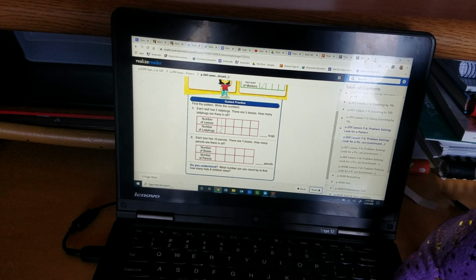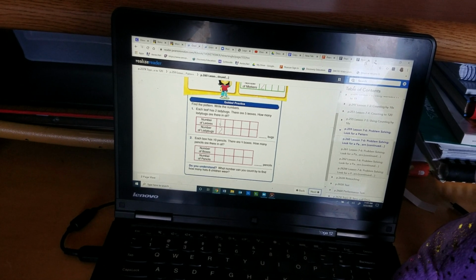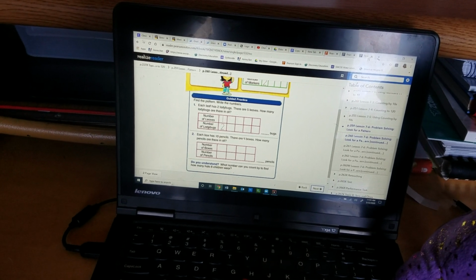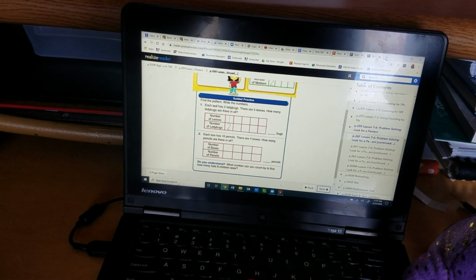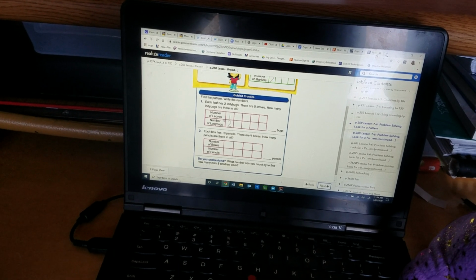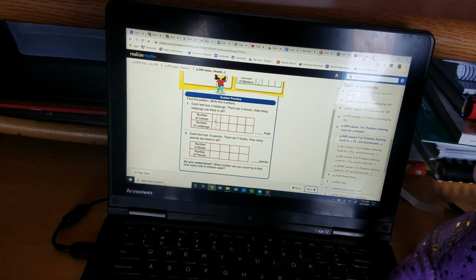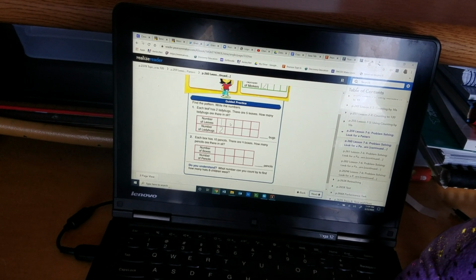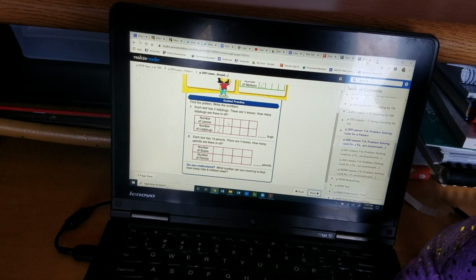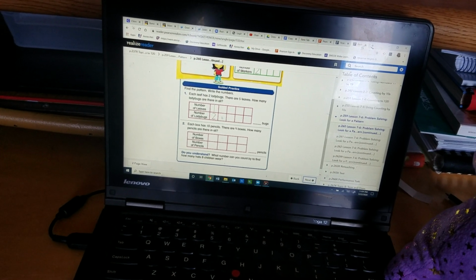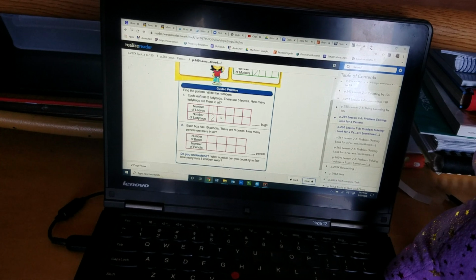So up here it says number of leaves. They start off with 1 leaf. Down here it says number of ladybugs. And they said that there are 2 ladybugs on each leaf. I want you to think about, if we're starting with 1 leaf, how many leaves are we going to go to next? 2. And then think about how many ladybugs will be on 2 leaves. I'll let you answer that question.